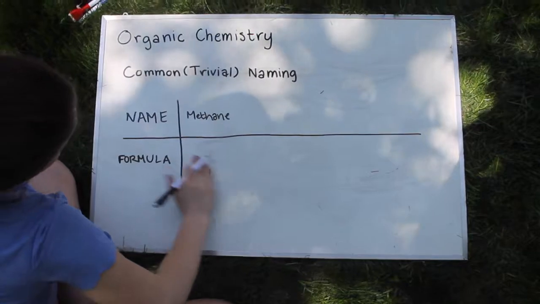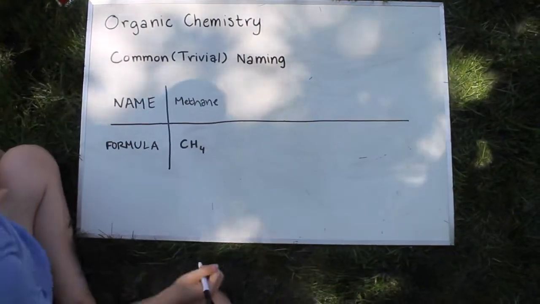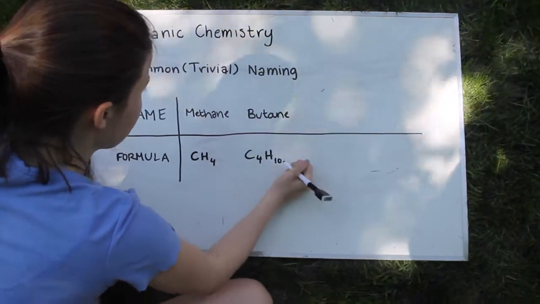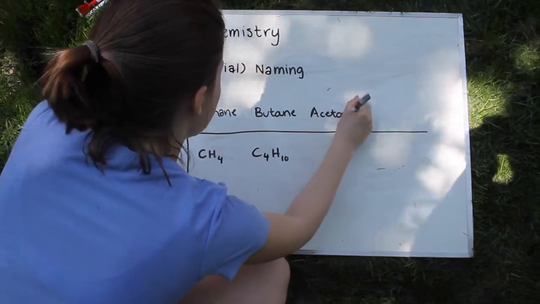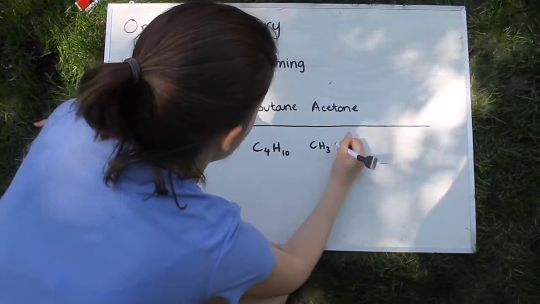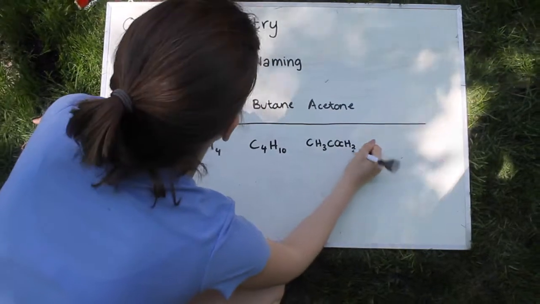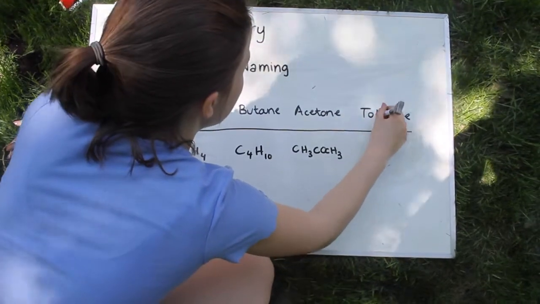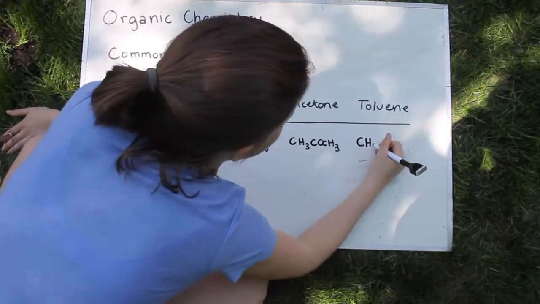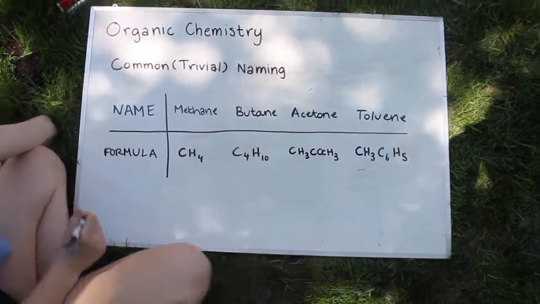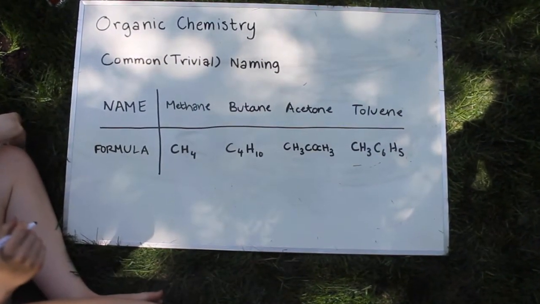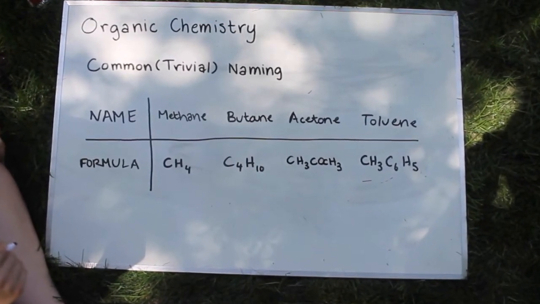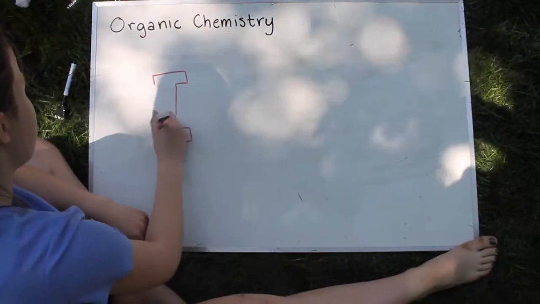The first type of naming is the common, trivial naming. The common names each have their origin in the history of science and natural sources. However, these names are quite arbitrary, and there is no step-by-step process on how to name them. No rational or systematic principles underlie the common naming system. Here are a few examples of compounds named within this system. We have methane, with the formula CH4, butane, C4H10, acetone, CH3COCH3, and toluene, CH3C6H5.